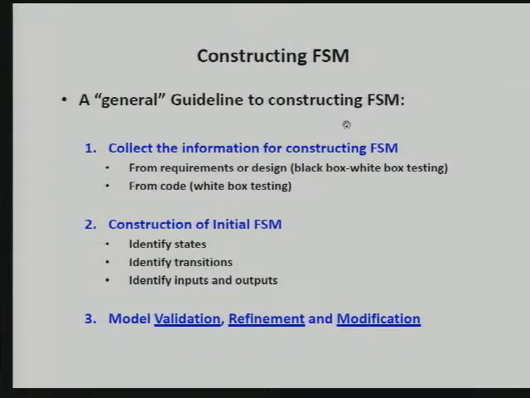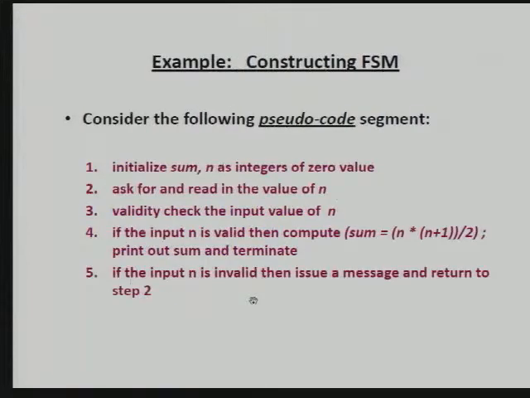These state machines can transition through the whole life cycle, if you will, so you can even look at these and apply these when you've got code, if you're doing white box testing. We'll focus on the requirements perspective. And then the construction of your initial machine, you have to identify the states, the transitions, the inputs, and the outputs. And then we're going to have to go through validating that model, refining it or simplifying it, and modifying it as we go forward.